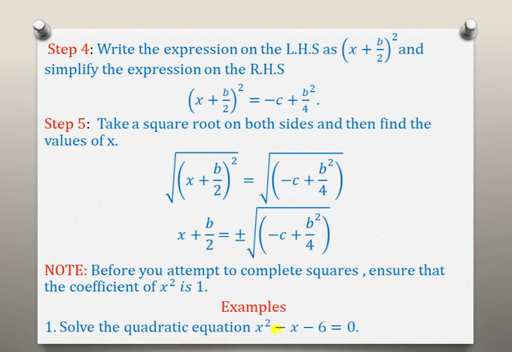Example number 1: solve the quadratic equation x squared minus x minus 6 equals 0 using completing squares. So they are very specific on the method and you have to strictly follow it. Now let's look at the solution for that. Our quadratic given is x squared minus x minus 6 equals 0.